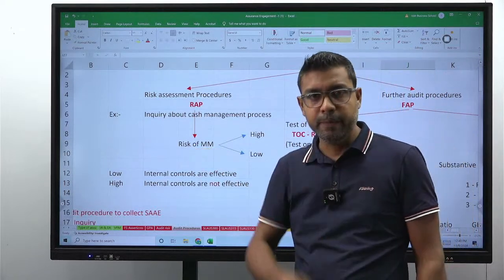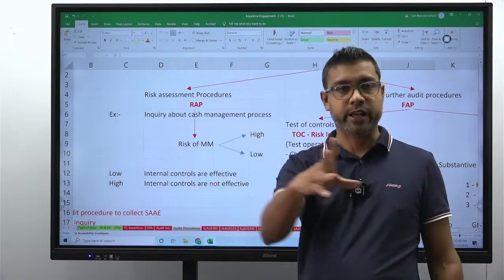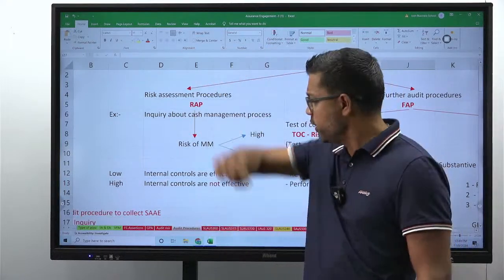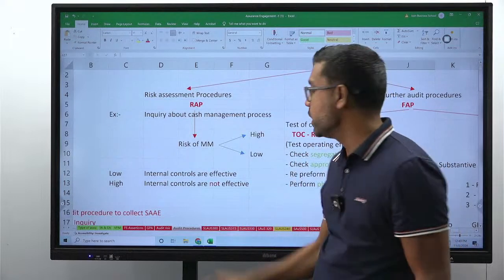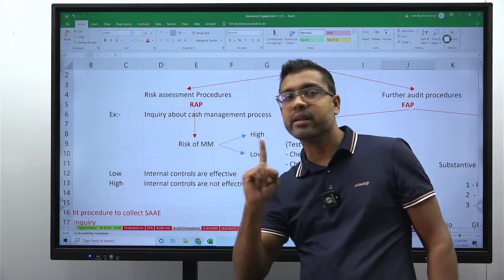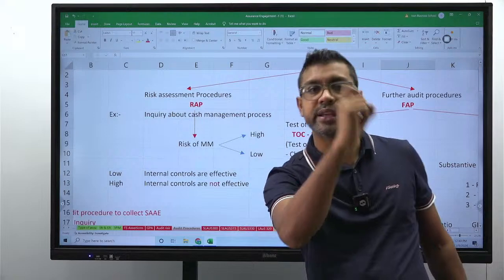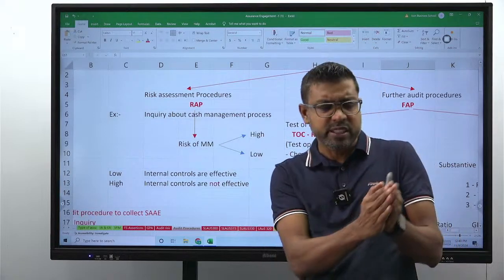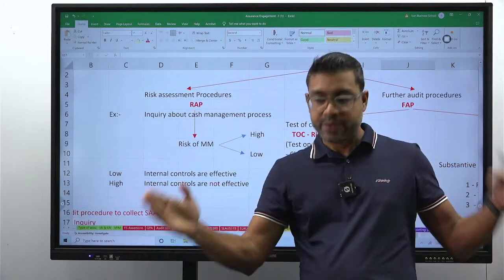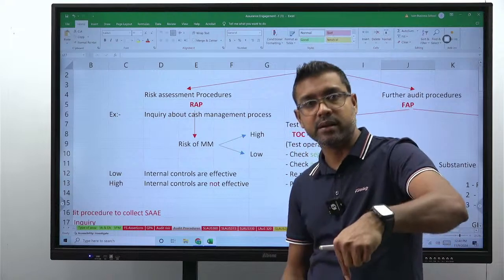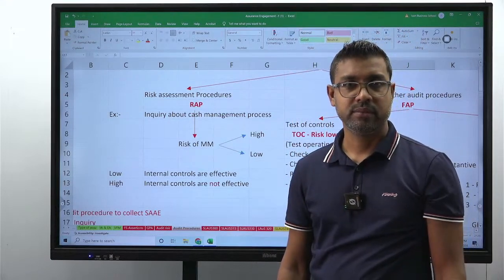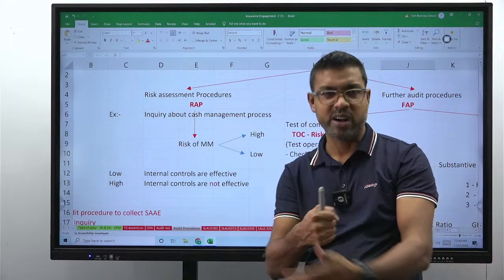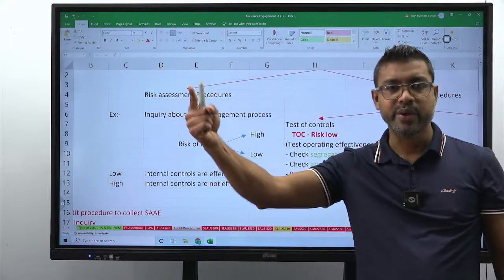Can you say definitely there are errors, definitely frauds are there? No, you can't say. But what you can say is there's a risk of having material misstatement. Why? No segregation of duties. One person is managing the end-to-end process, which indicates there's a risk of having fraud or errors.